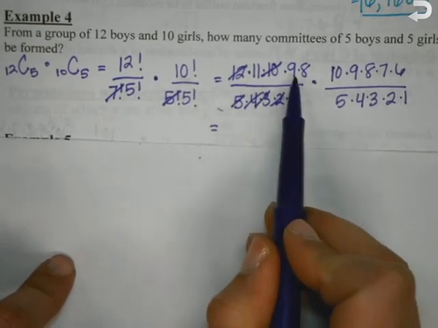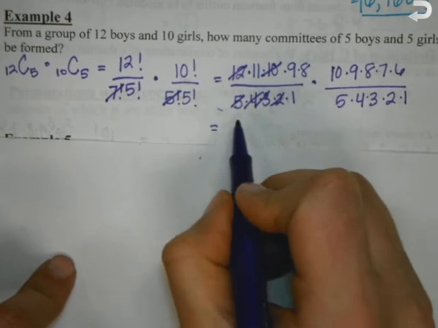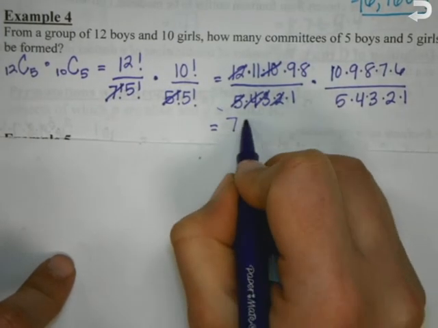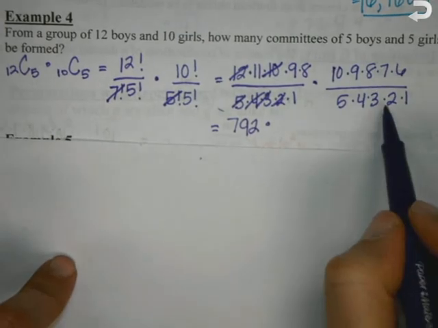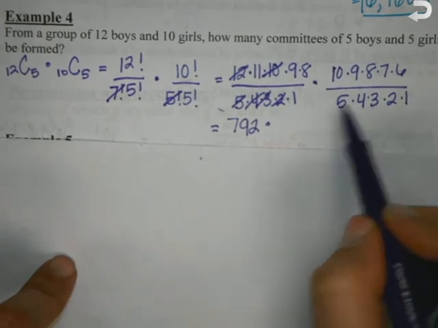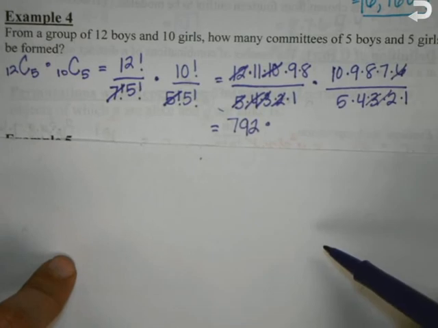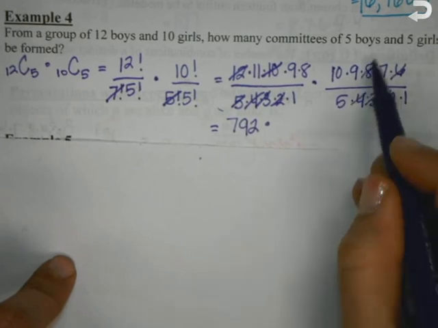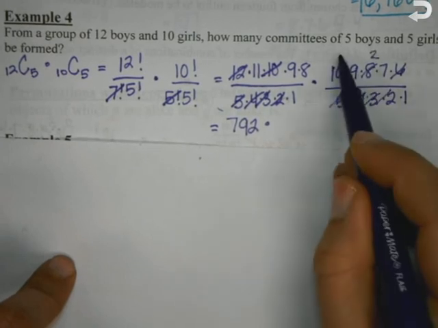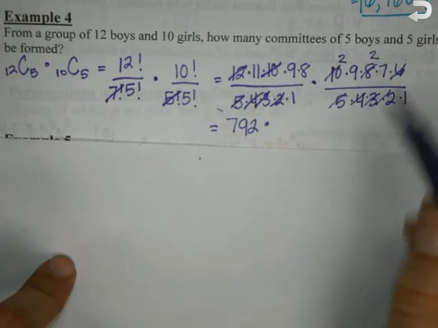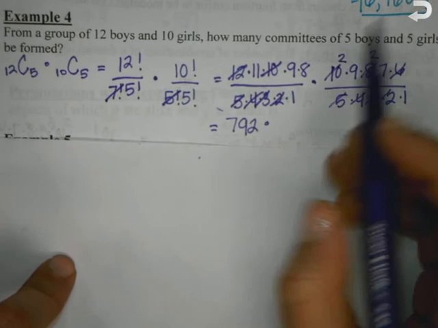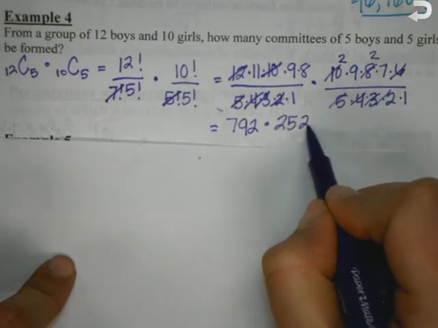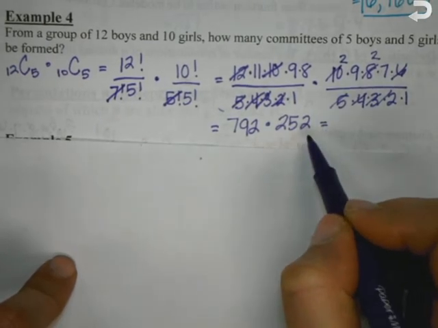times. Down here I noticed that I have 3 and 2, which gives me 6. 4 goes into 8 twice, and 5 goes into 10 twice. So that's 2 times 9 times 2 times 7, which is 252. So when I multiply both of those together, I get 199,584 different combinations.